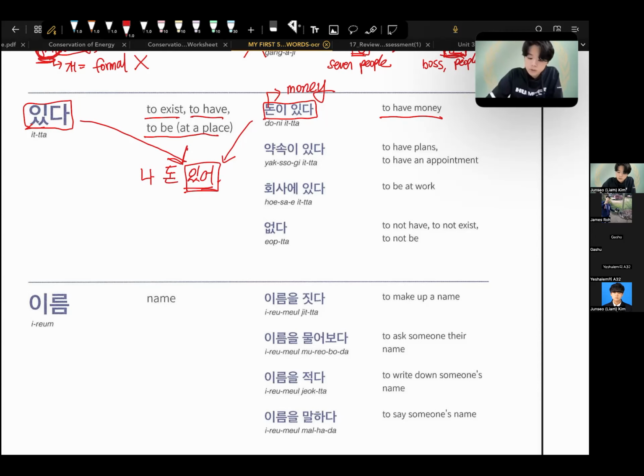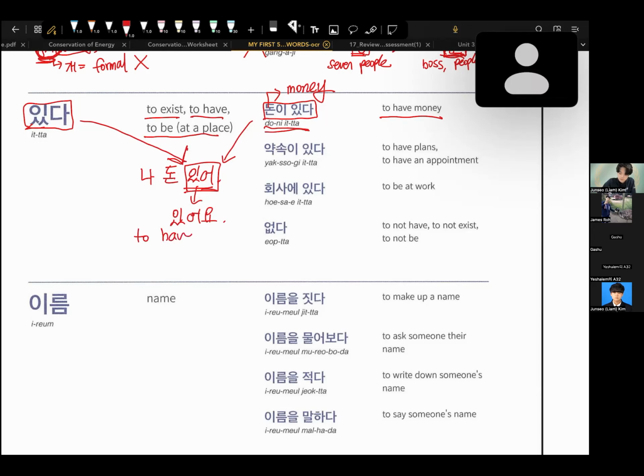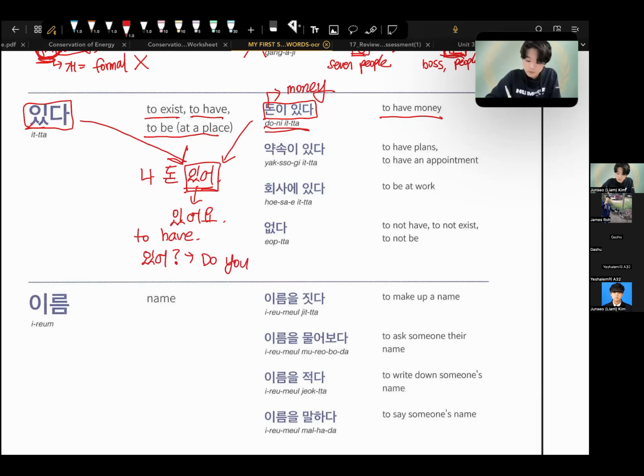So 돈이 있다 is another important sentence in Korean, so it might be really useful. But remember that in a conversation, you should say 있어, or if you want to be respectful, 있어요. This means to have. Or you can use this as a question. 있어? This means, do you have something? So you can use it in this form.